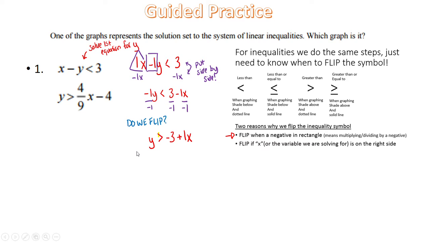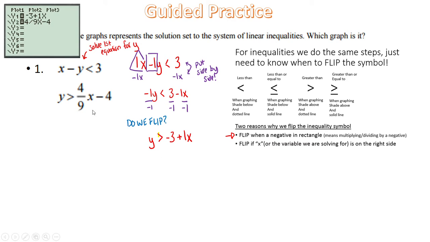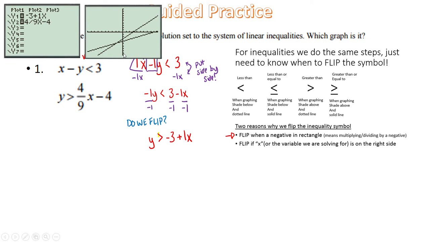Now, since we have a system, our next step is to put both of our equations into y equals. So both of these equations go into y equals, and then I graph. Now, if I can see where they cross, we're not worrying about where they intersect like with normal systems. What I need to do now is know what these symbols mean, and both of these symbols mean that I need to shade above. So both of my solved equations mean I need to shade above.